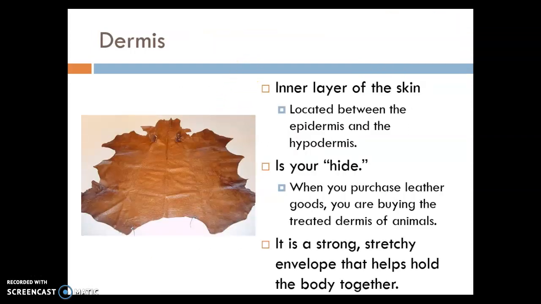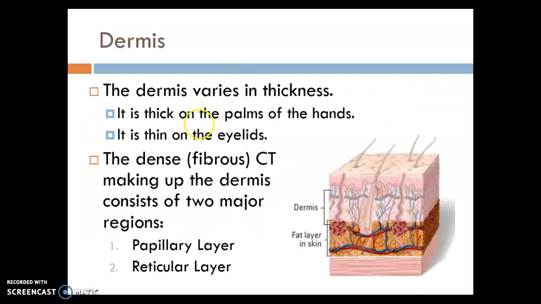The dermis is the part below the epidermis, the inner layer of the skin, and this is what people refer to like the hide of an animal. That's the dermis that they're talking about. It's a really tough, strong part of the skin, and it's basically connective tissue. So it's holding the skin together, and it's really strong and stretchy. The dermis varies in thickness. It's thick on the palms of the hands and thin in the eyelids. So some areas are thicker than others.